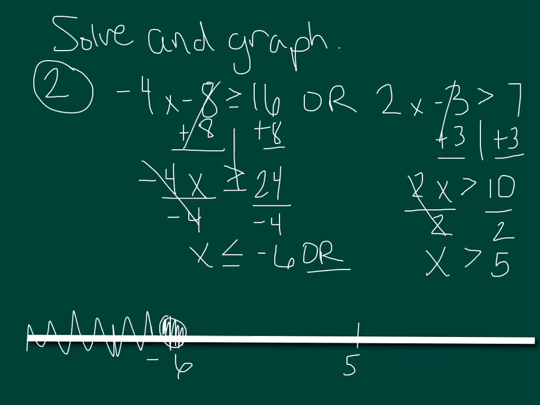Over here, if you look, you have no line underneath of that, so it's just a greater than sign. So you have an open circle, and you shade to the right. So your answer is x is less than or equal to -6, or x is greater than 5.